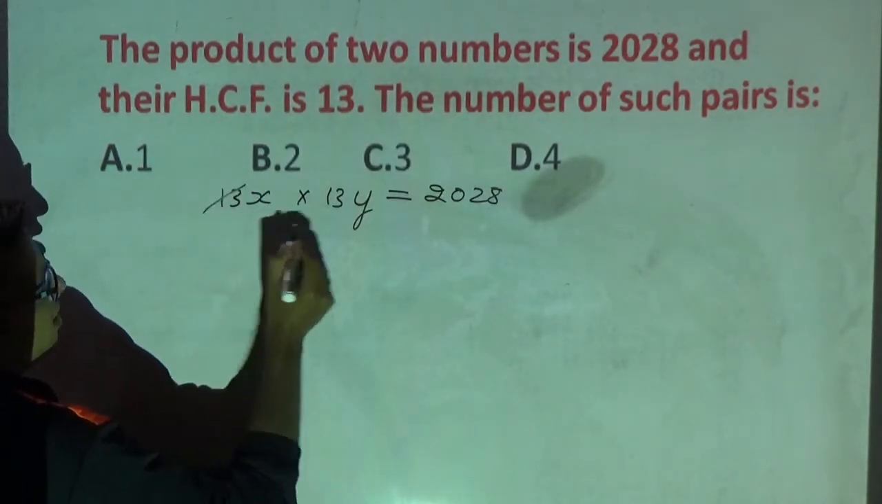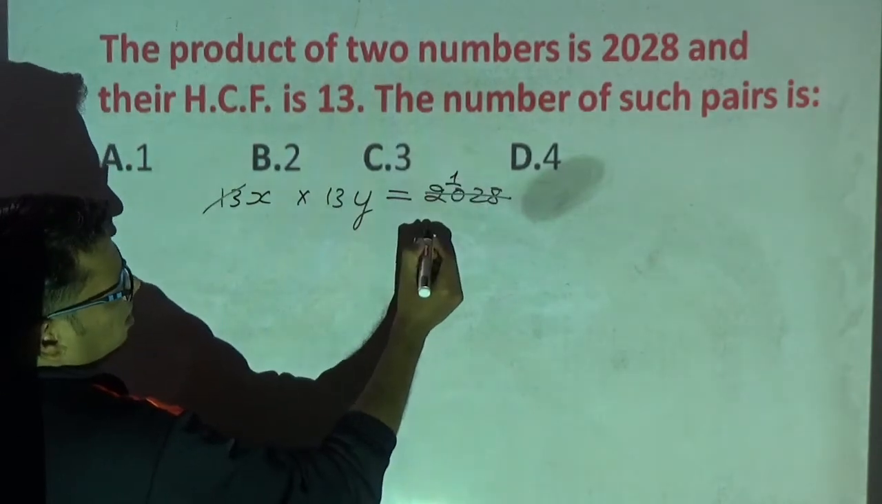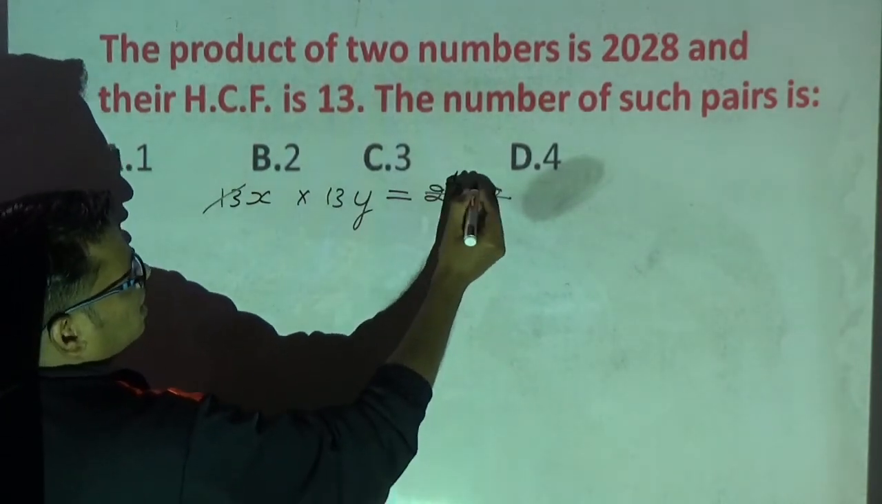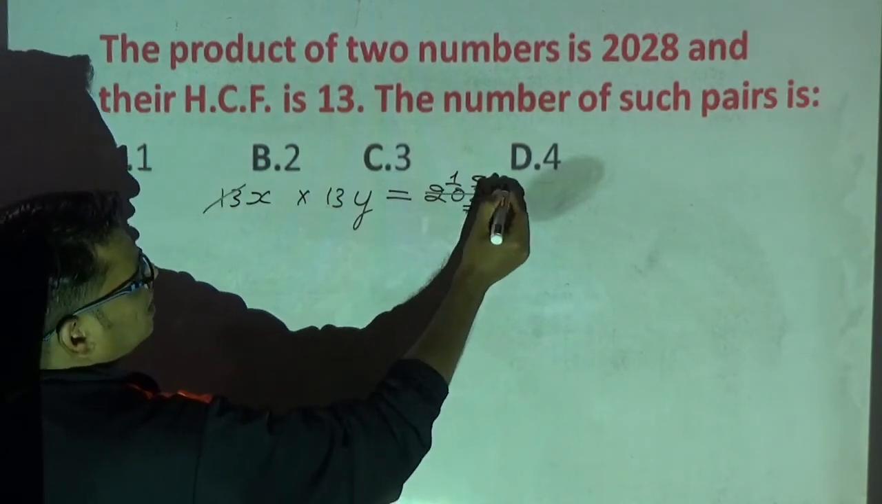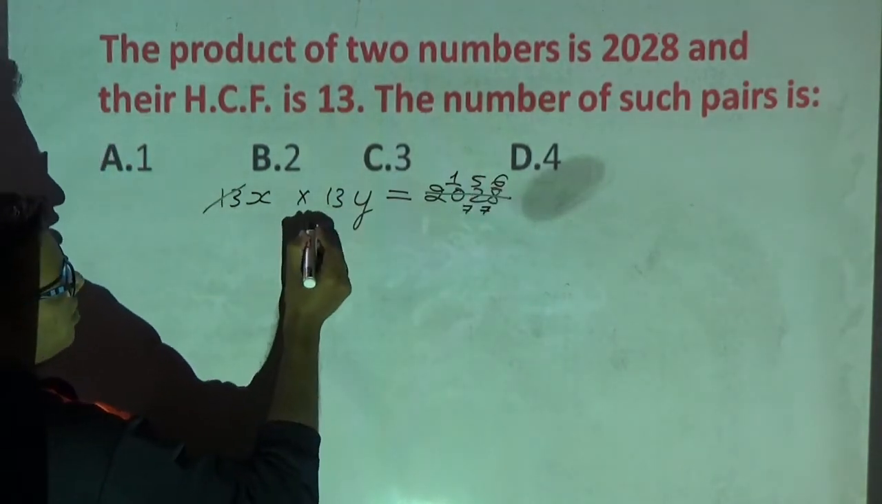Okay, now please observe here. 13 one time is 13. Okay, what is left out? 7. 13 5 is 65. Okay, what is left out? 7. 13 6 is 78. Now, again I will divide.